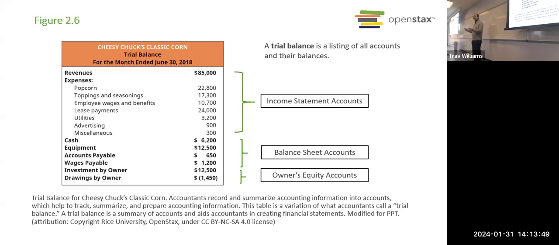And when you add them all up, you have your total debits and you have your total credits, they should equal. So the trial balance is a way to check your work and make sure you don't have a mistake. If they don't equal, if your debits do not equal your credits, there's a problem. So just like on the balance sheet, your assets have to equal your liabilities and equity. On the trial balance, your debits have to equal your credits. Okay?